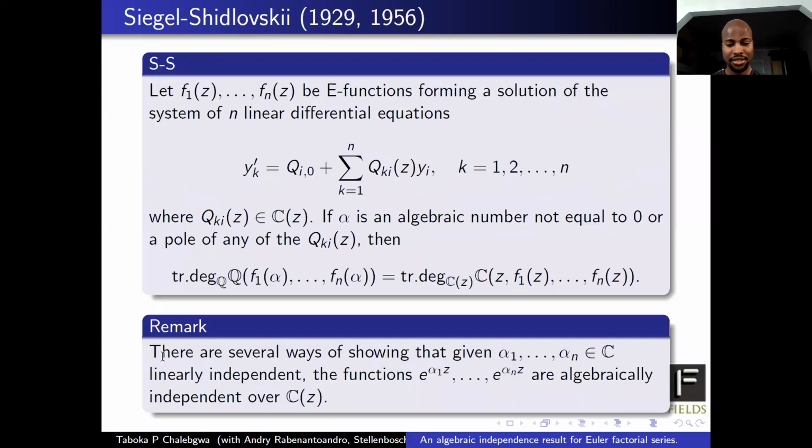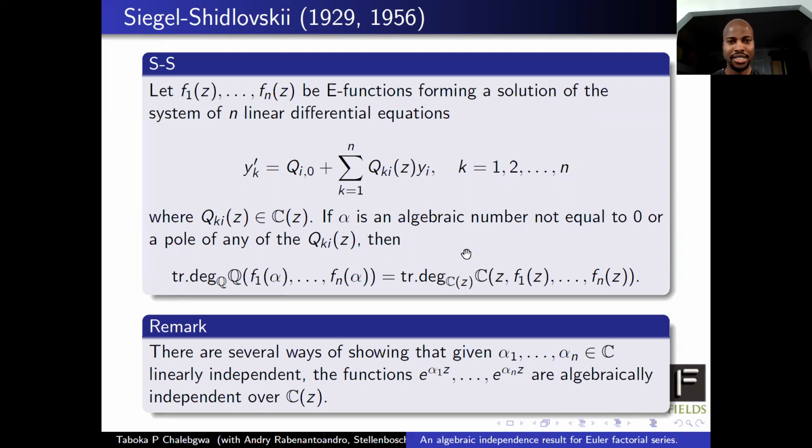Now, the Siegel-Shidlovsky theorem says that whenever you have n E functions that are algebraically independent and they form a solution of a system of first order linear differential equations, if you plug in an algebraic number, which is not a pole or a singularity of any of those functions, then the n numbers that result are algebraically independent. That is a translation of the technical statement that we see in front of us.